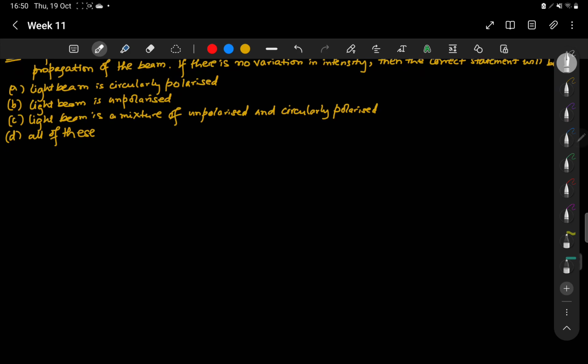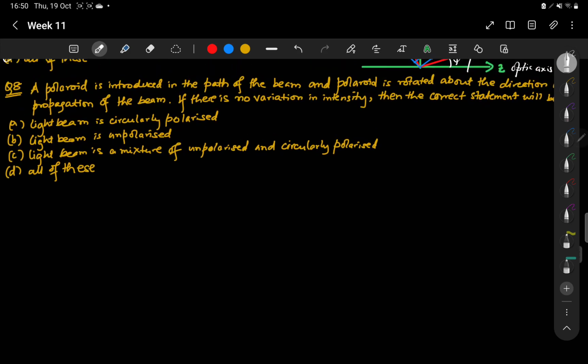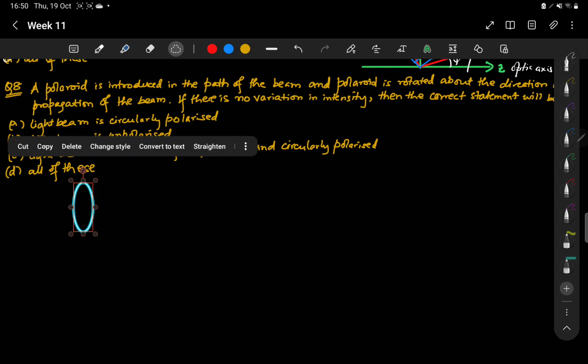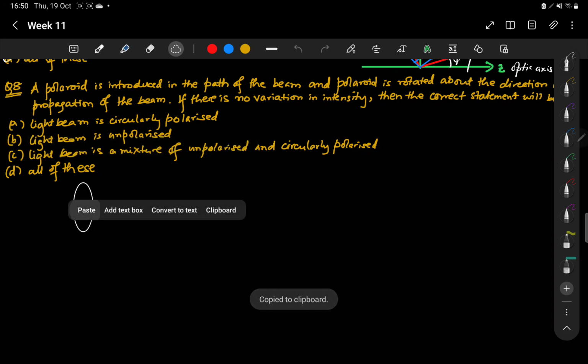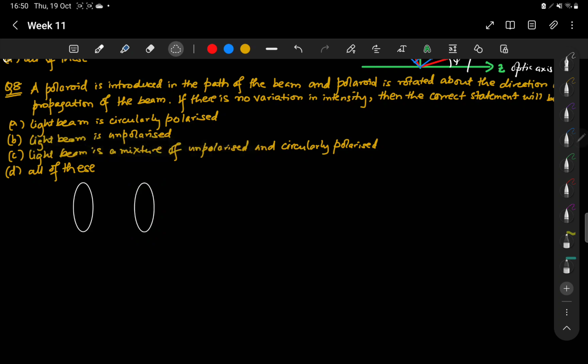Okay, so let us discuss the answer now. Let me first draw the polarizers. Let me draw a diagram for all of you. I'll copy this. Okay, so what we have is a polarizer, then a quarter wave plate, and then a polarizer. This is the setup that I am creating.